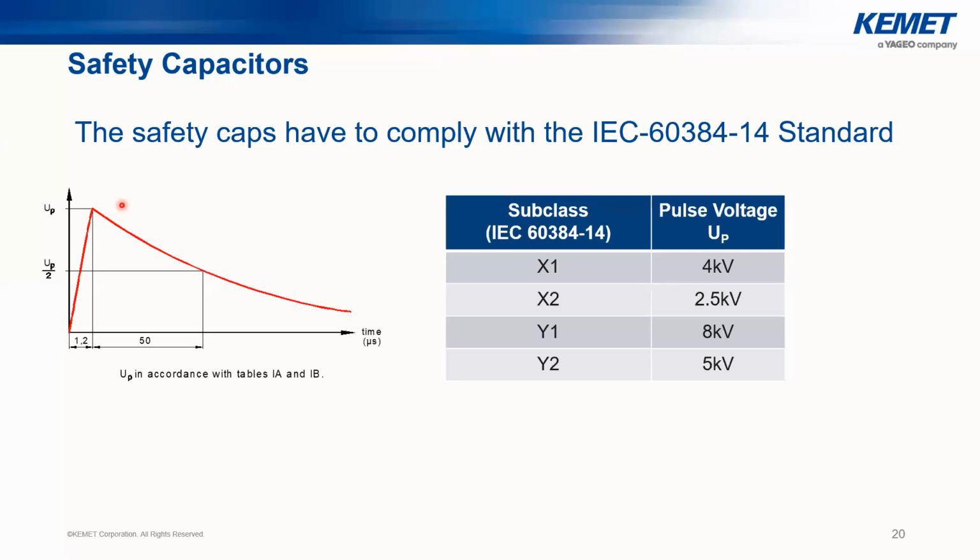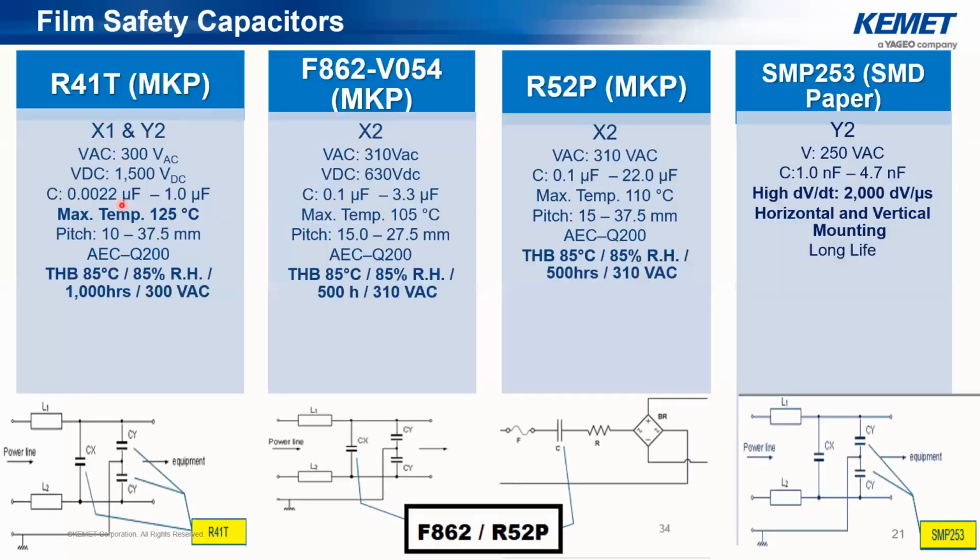Of course, this is just one of the main criteria. There are many other criteria that need to be fulfilled before we declare a capacitor as a safety capacitor. But this is really just to show you how a Y capacitor is more robust than an X capacitor. Now moving on to our film capacitor offerings for X and Y capacitors.